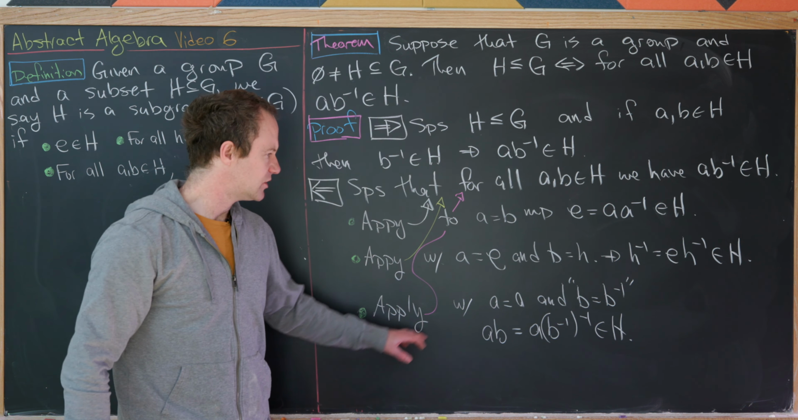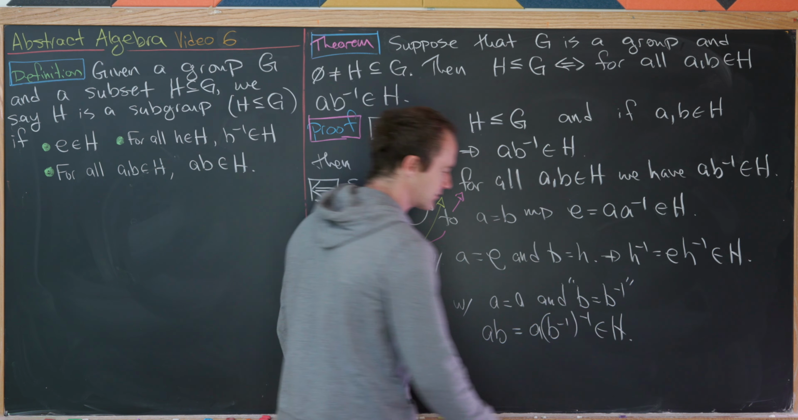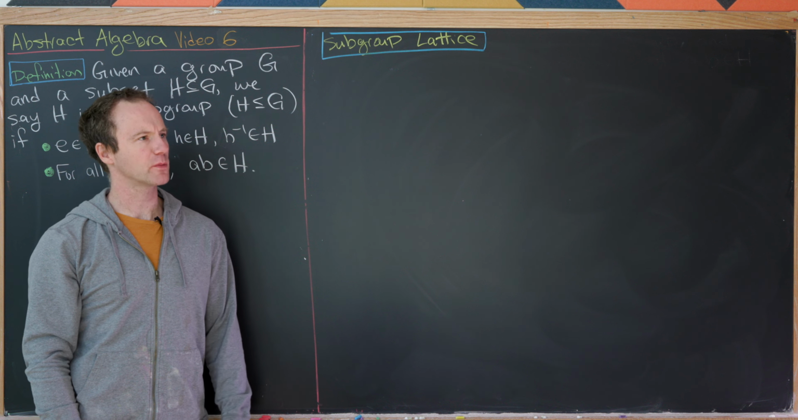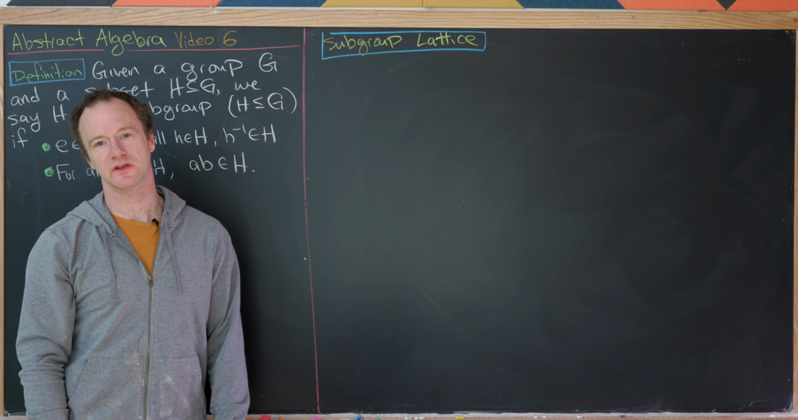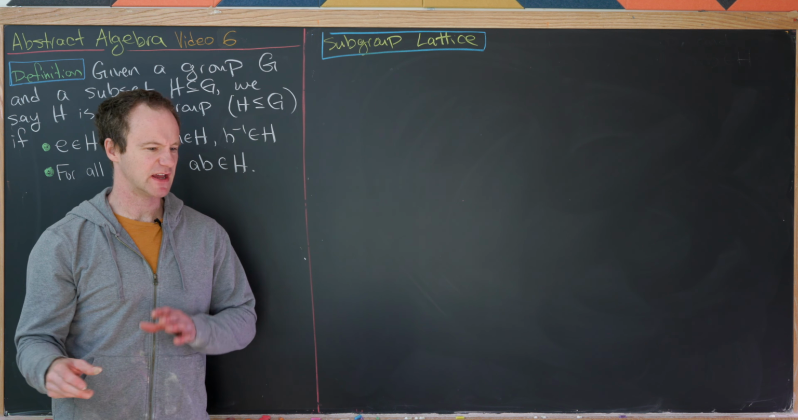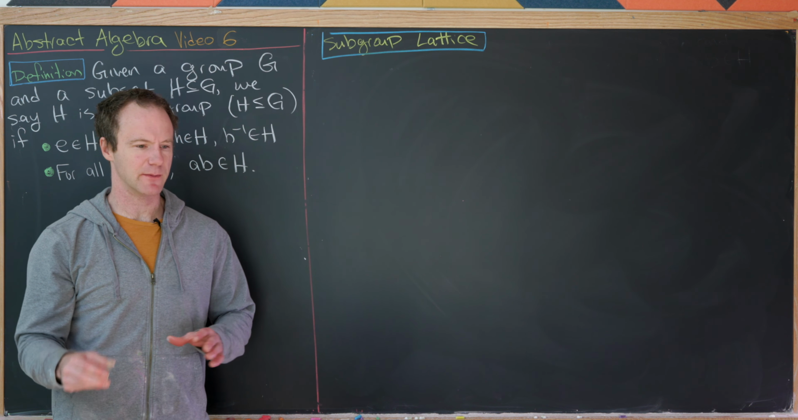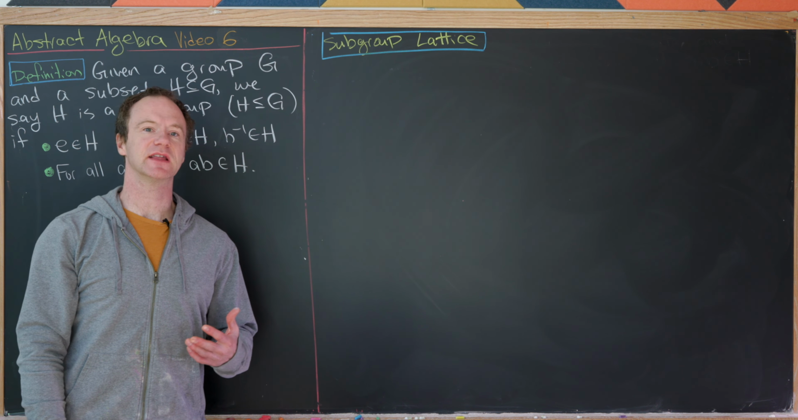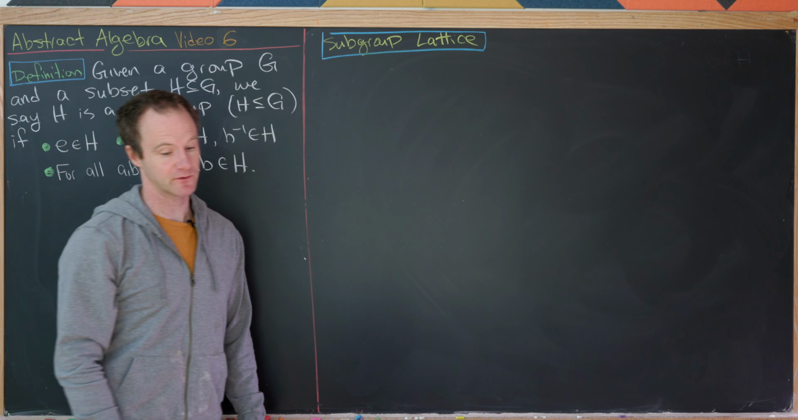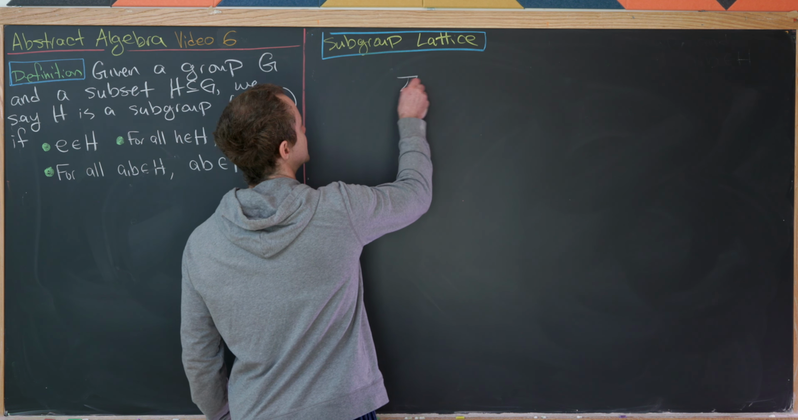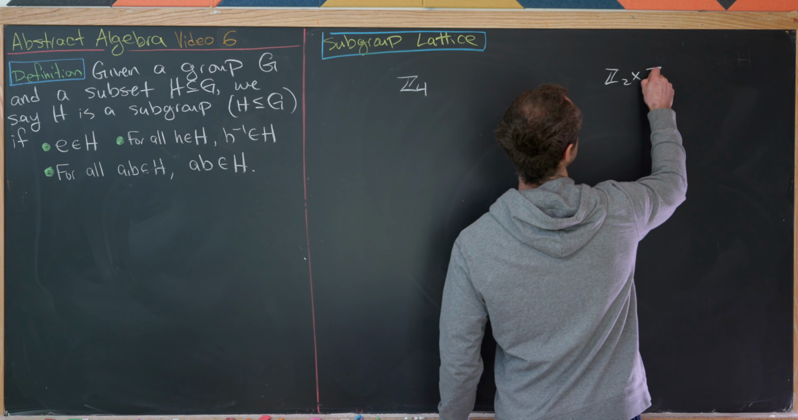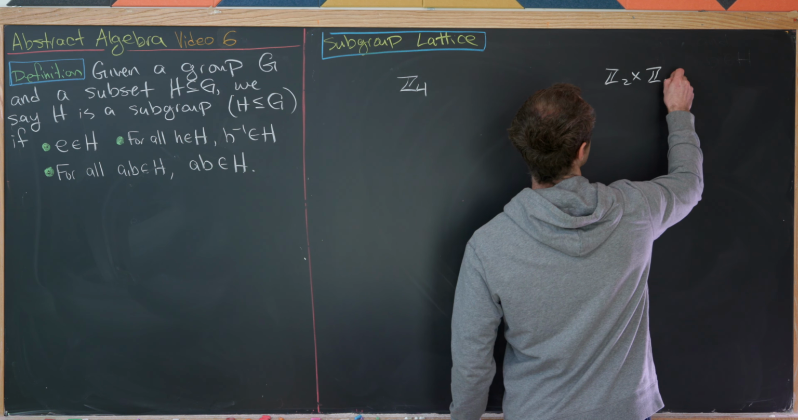But these three things put together tell us that we indeed have a subgroup, and that finishes the proof of this subgroup test. Now we're going to informally look at something called a subgroup lattice. This is a nice way of getting a picture of the subgroups of a group. Okay, so let's start with some groups of order 4. Now, as we'll see later, there are exactly two groups of order 4. There is Z4, and then there is Z2 cross Z2.